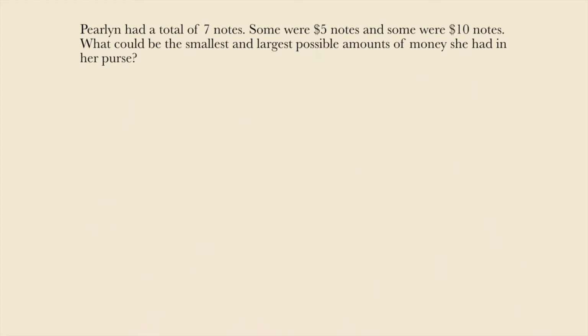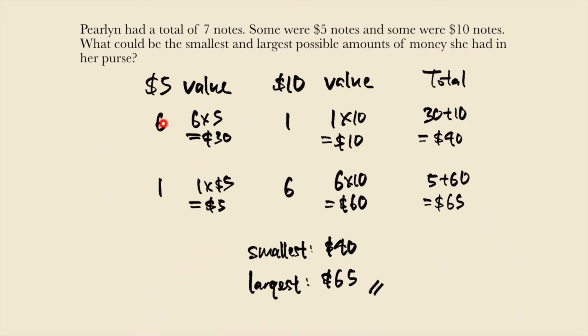Pauline had a total of 7 notes. There were $5 notes and some $10 notes. What would be the smallest and largest possible amounts of money she had in her purse? Well, the smallest amount of money would be the largest number of $5 notes. This one with the smaller value, yeah? And some were $1 notes.